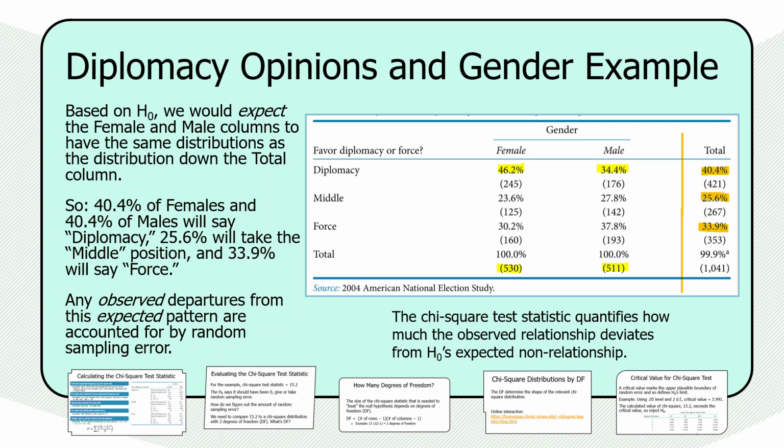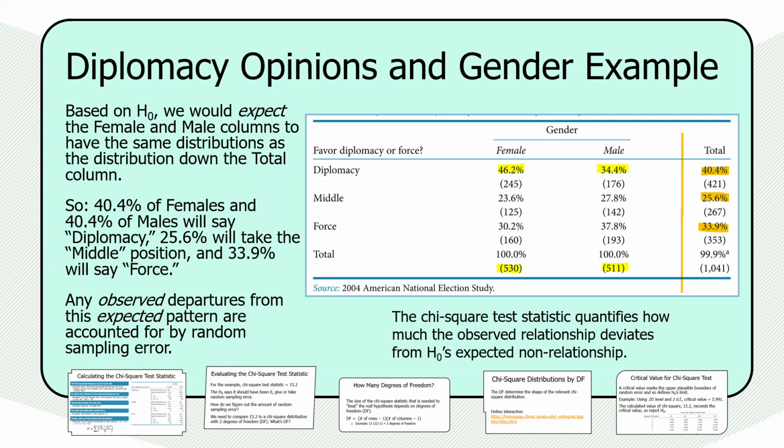So, for example, the null hypothesis says you can expect to find 40.4% of these 530 females to favor diplomacy. You would expect 25.6% of these females to be in the middle position, and you would expect 33.9% of these females to be in the force category. Any departures from those expectations are explained by random sampling error when the sample was taken. So the first thing about chi-square is you replicate these percentages down each of these columns and then compare what we observe with what the null hypothesis expects us to have found.